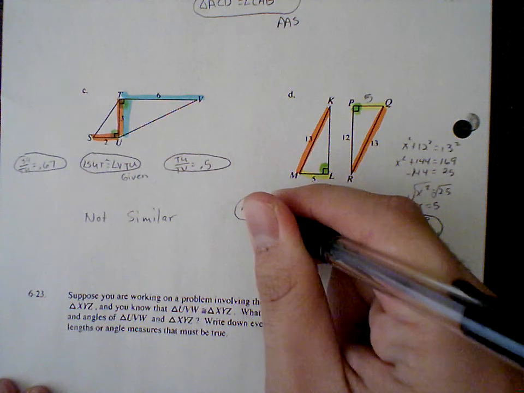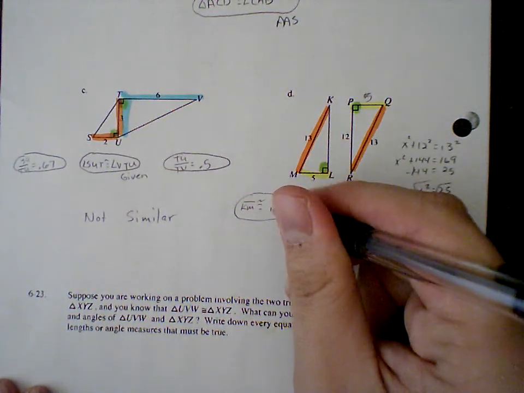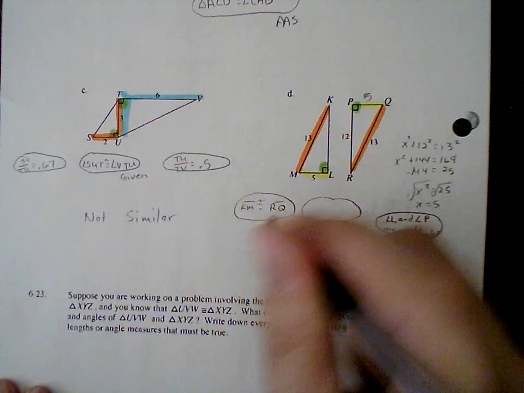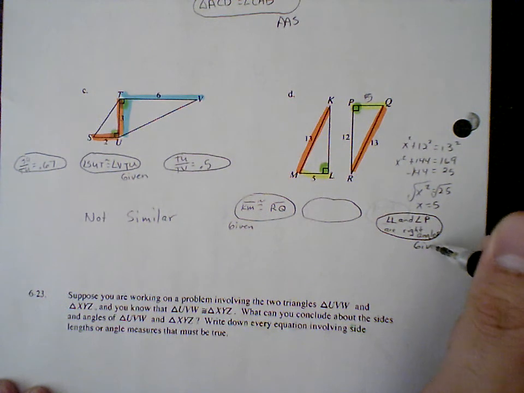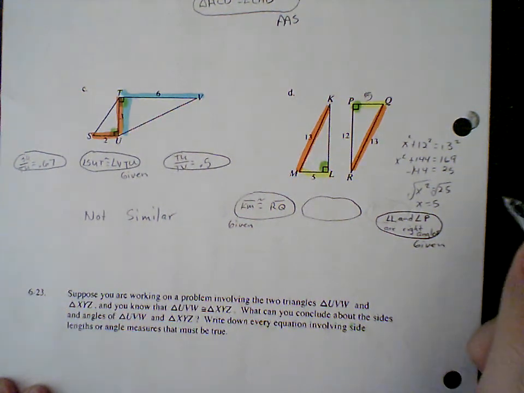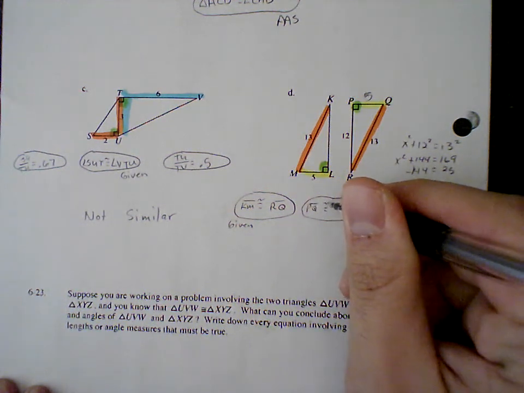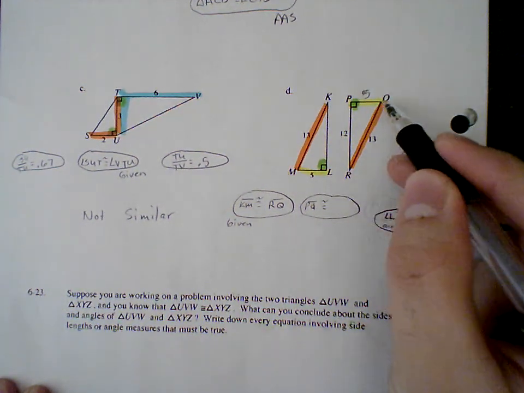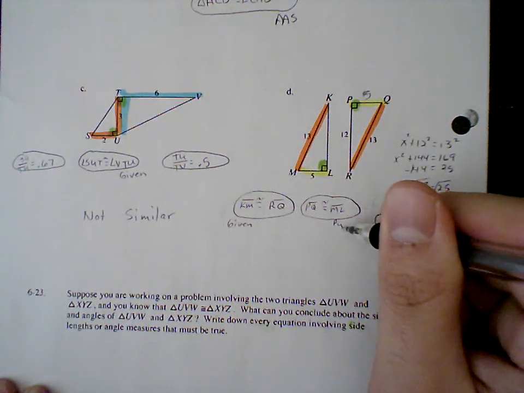We've got KM is congruent to RQ. That is given. And I'm sorry, also this part is given to us. And then the last thing we have to set up is PQ is congruent. Now we need a leg, so PQ is congruent to ML. And we know that because we did Pythag.